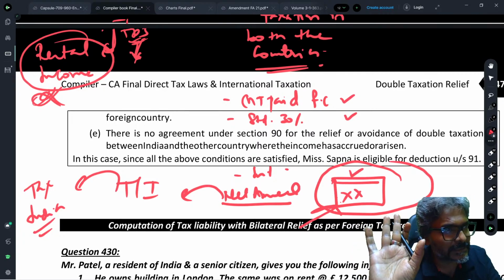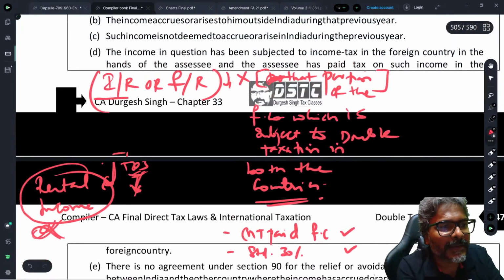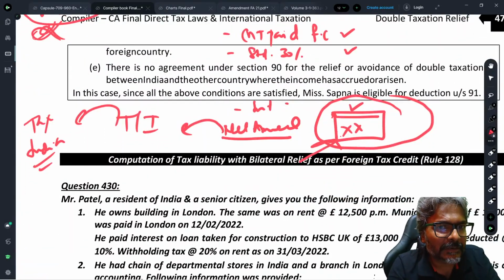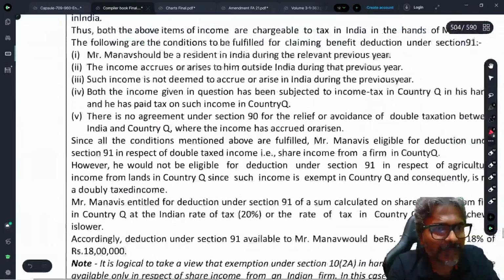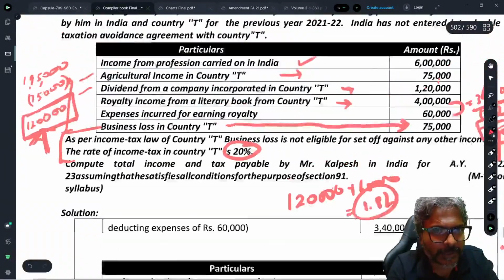Clear to all of you, students? So on this amount, you will apply the Indian rate or foreign rate, whichever is lower. Are you clear with this one, students? Are you all clear with this one? One very quick point, let's have a look at one quick question and then let's move on.